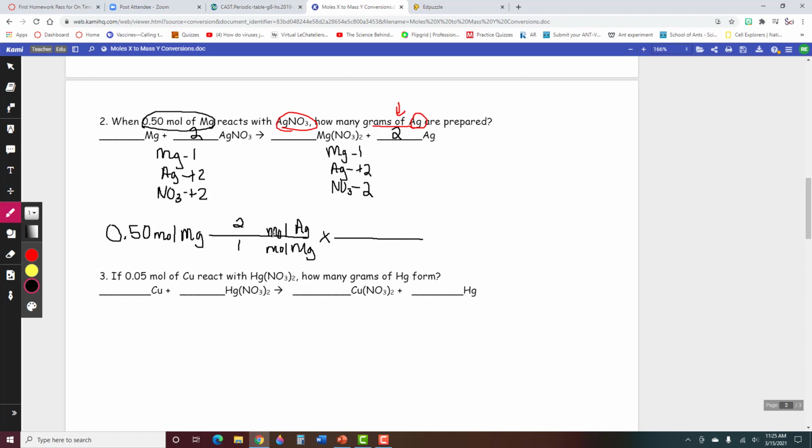Second division bar. Take your moles of Ag, because that's not what they asked me for. They want grams of Ag, so I still need one more step. Moles of Ag. And then I want grams of Ag.